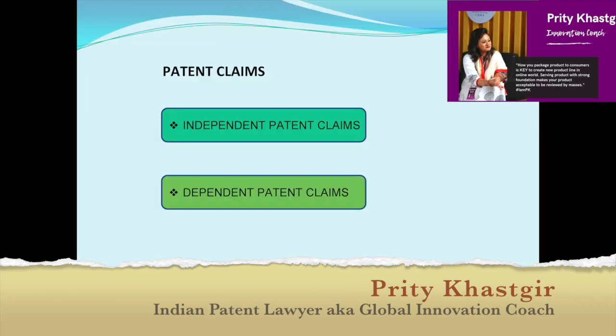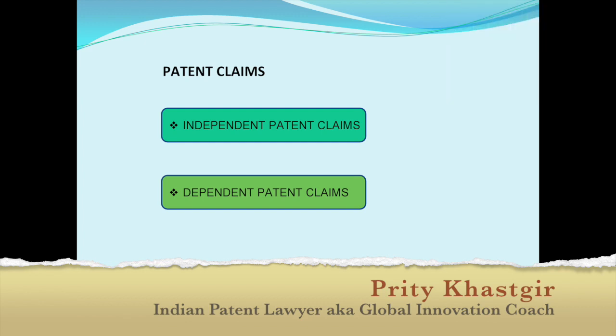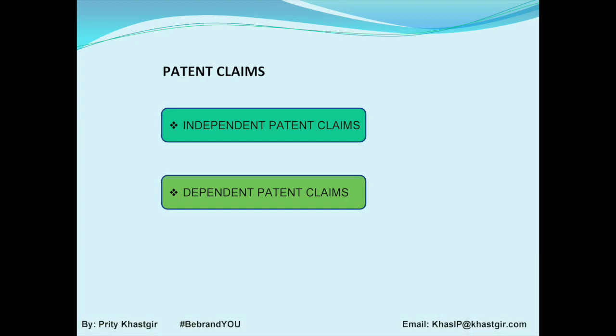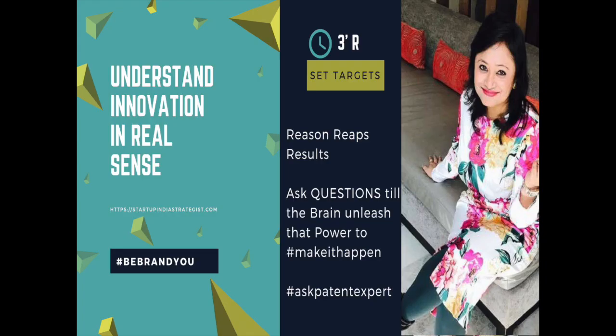Now, dependent claims are generally the claims which depend on the earlier or preceding claim, and the preceding claim may be an independent claim or a dependent claim. Multiple dependent claims are generally not accepted by the Indian Patent Office, so I'm not getting into that pointer right now. It doesn't set the ambit right. So multiple dependent claims generally are not accepted by the Indian Patent Office.